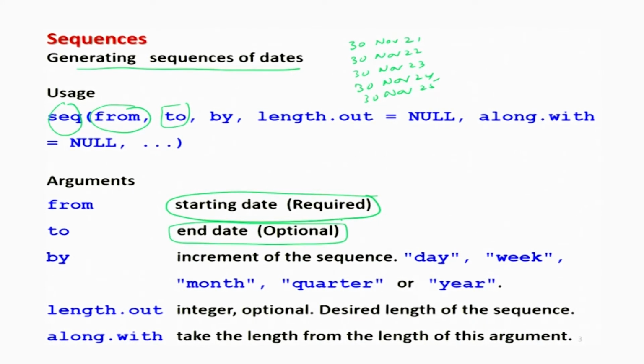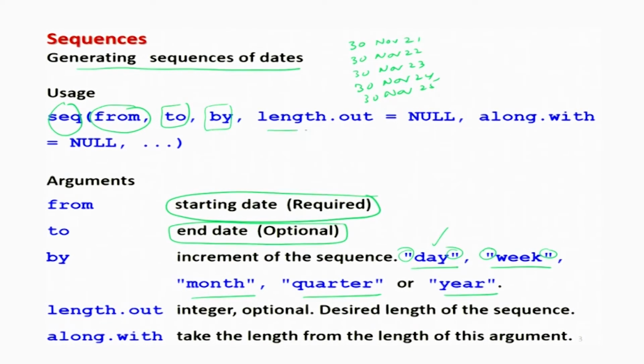That is optional. Then we have the third value, which is by. By can be day, week, month, quarter or year. If you want a sequence in which the dates change by the day, then you write by equal to day inside double quotes. Similarly, if you want the dates on a weekly basis, you write week inside the double quotes, and so on.